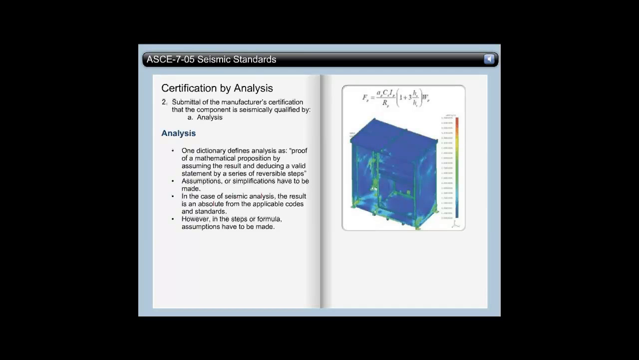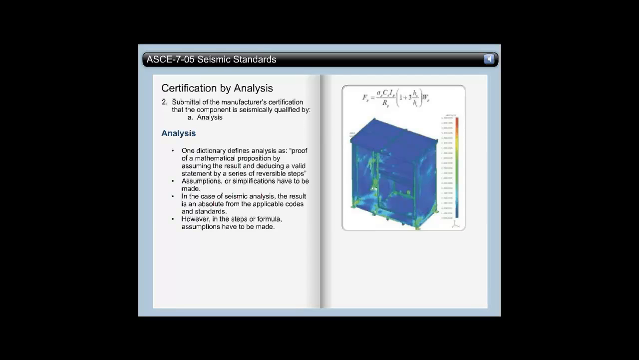The first approved method is by analysis. Let's see what analysis really means. As defined by a well-respected dictionary, analysis implies that assumptions or simplifications will have to be made. Therefore, it has an inherent margin for error.